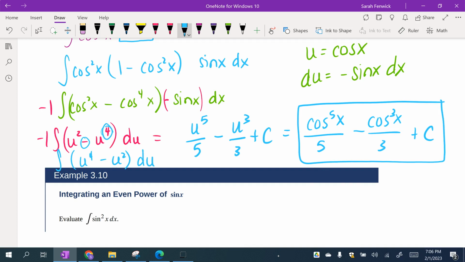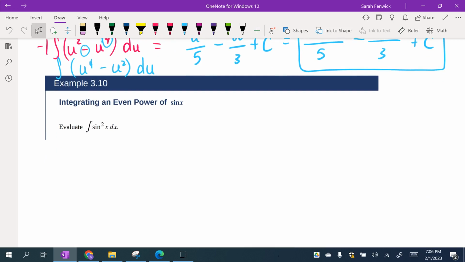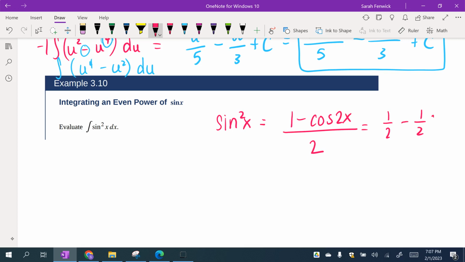Now, in example 3.10, we have an even power of sine. So in this case, with the even power of sine, we use a trigonometric identity that says sine squared x, and this is what's called, by the way, a power reducing formula. Sine squared x equals 1 minus cosine 2x over 2. Now we're going to rewrite it as 1/2 minus 1/2 cosine 2x.